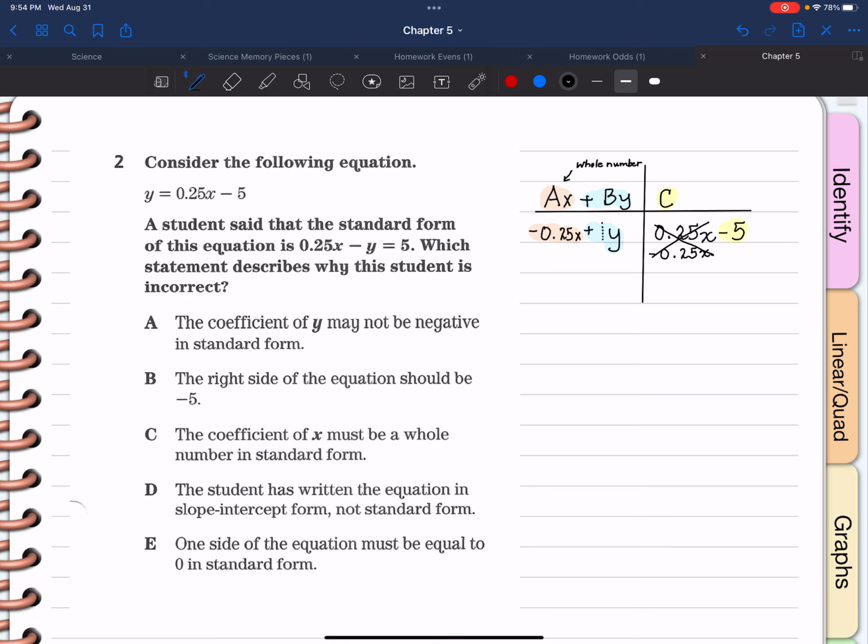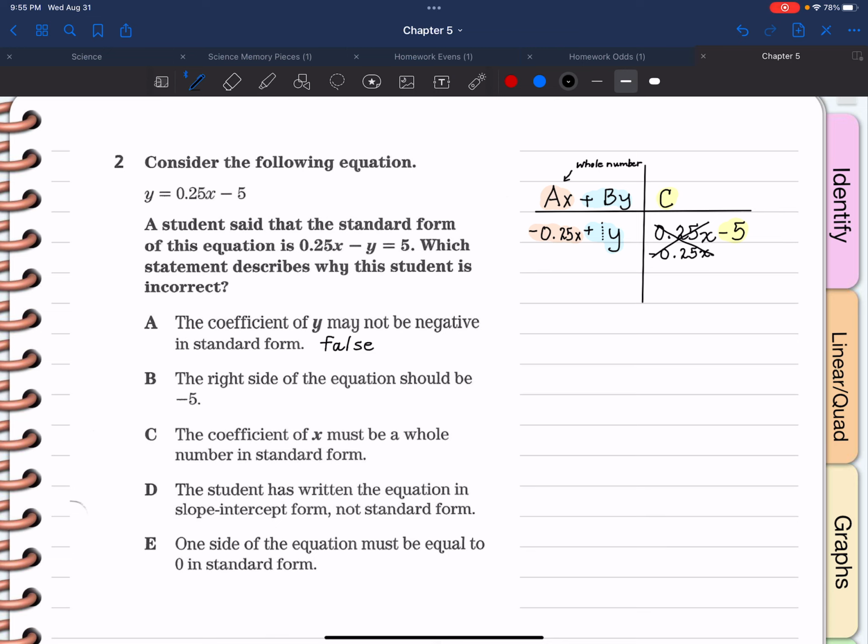The coefficient of y may not be a negative number in standard form. That is not true. And it's not relevant because our y is positive. It's positive 1. The right side of the equation should be negative 5. Well, it is negative 5 in the original equation, but in the student's equation, it is not negative 5.